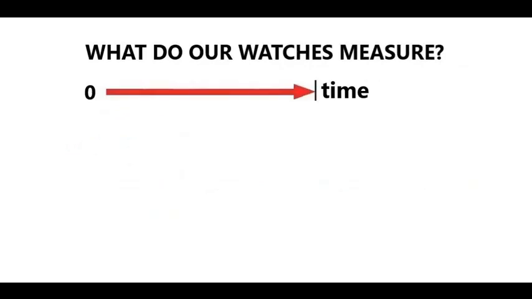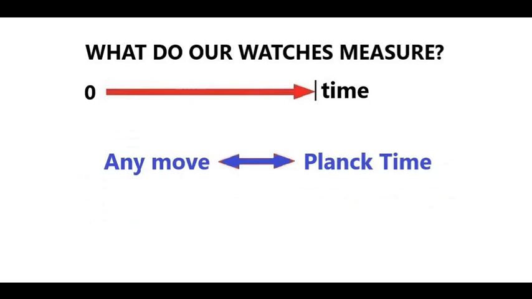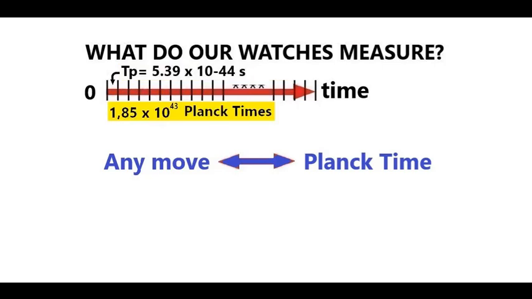As absolute universal time passes, our clocks do not measure the passage of time directly. They measure the duration of equal and successive physical movements. The master move of our clocks is one Earth turn from noon to noon, and it is equivalent to 1.59 times 10 to the 48 Planck times. The duration rules any move in a certain quantity of Planck times. Our watch is marking a certain amount of Planck times on each successive standard movement within the watch. It could be a mechanical movement, vibration, or any other movement. And when repetitive movements accumulate 1.85 times 10 to the 43 Planck times, our clocks are calibrated to tick 1 second.